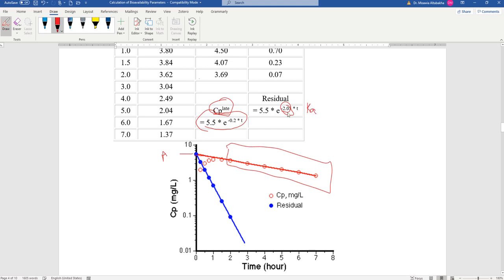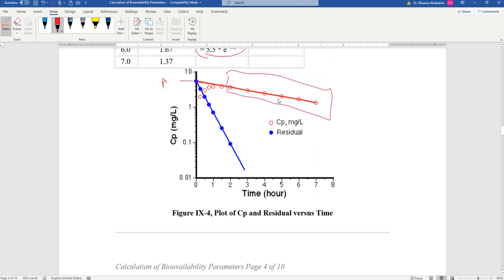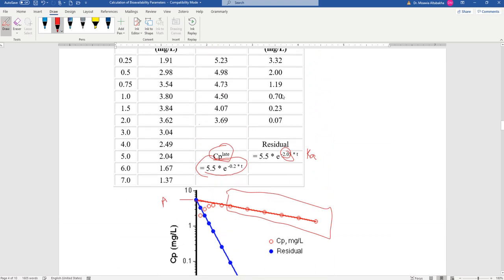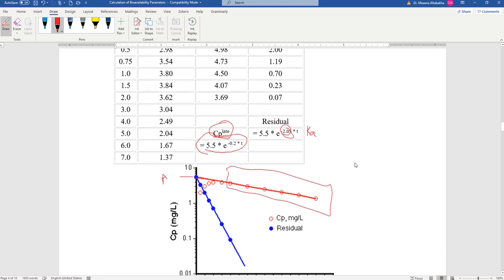Okay. I hope this is clear for you. You can practice this one, so you can be professional in doing this. The residue method is not only used for the calculation of Ka, it's also used, for example, in describing the two compartment model. So they use the residual method. That's why it's an important method. Is it clear?